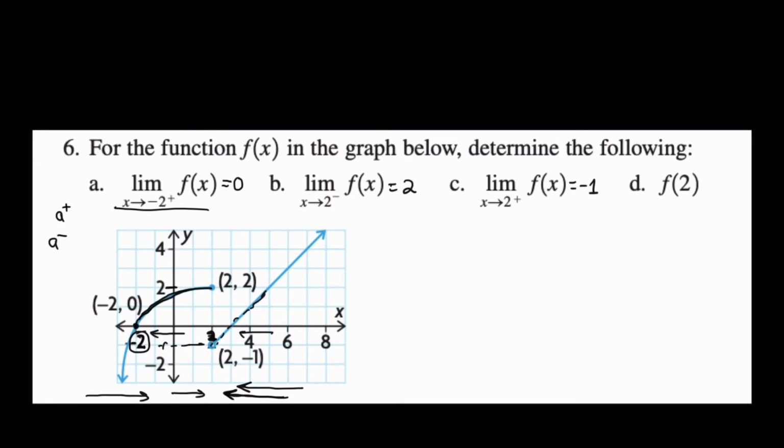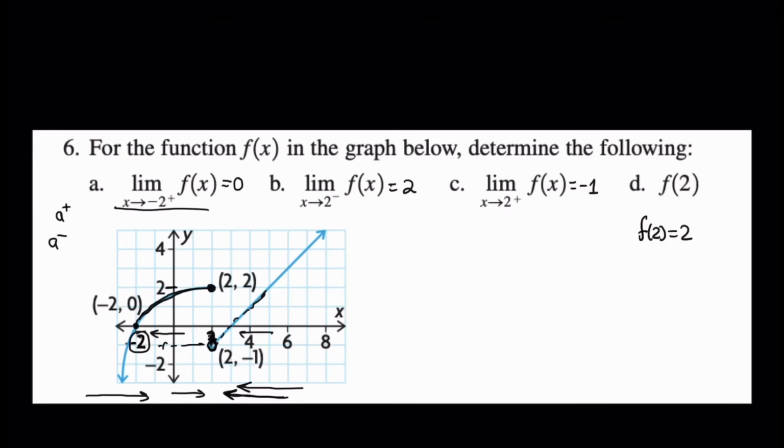Now I have to find f(2). f(2) is the value where x equal to 2 is defined. For example, at x equal to 2, I have 2 points, but this one is open. There is a hole here, but this one is closed. That means f(2) equals 2, because this is closed and here there is a hole. So that's how you evaluate limits graphically.